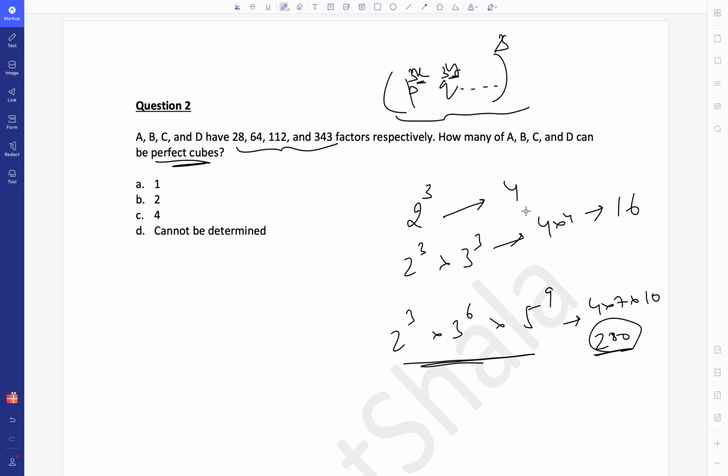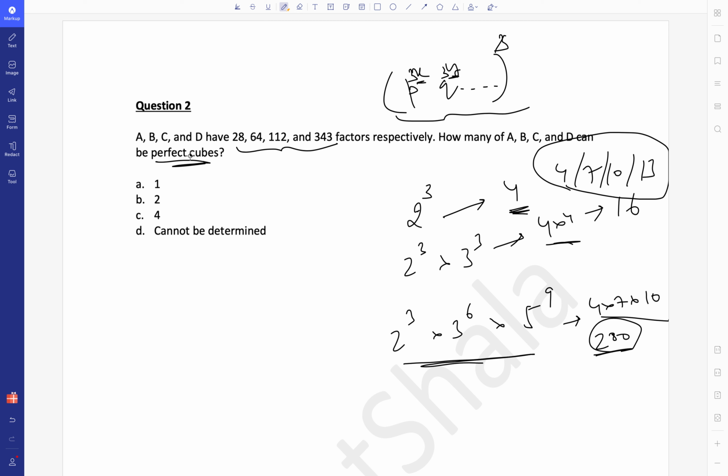Okay, so each of these, as we see, the powers have to be multiples of 3. That means the numbers that we multiply for calculating the number of factors will be 4, 7, 10, 13, numbers of this sort. If you didn't understand this, pause the video here, spend some time with your pen and paper and try to figure this out.